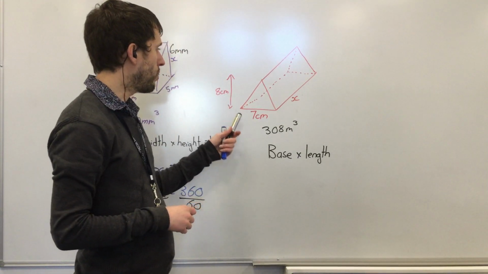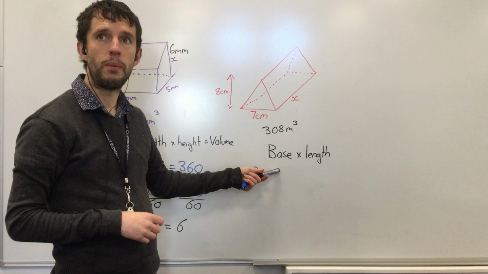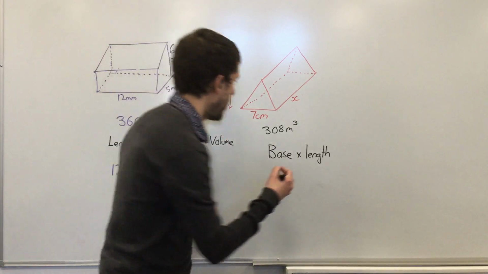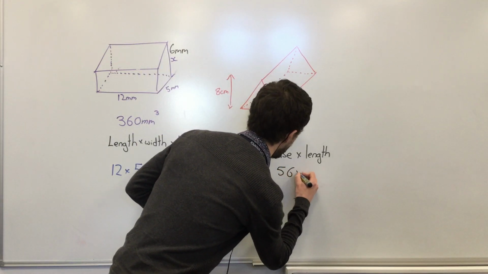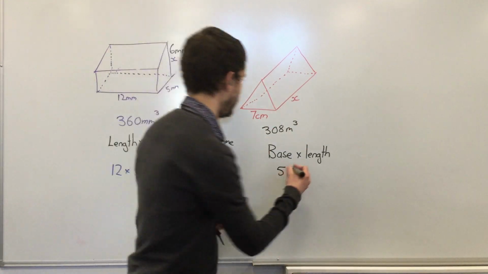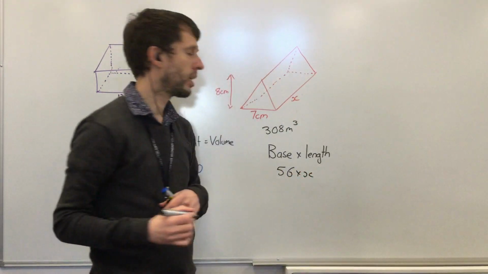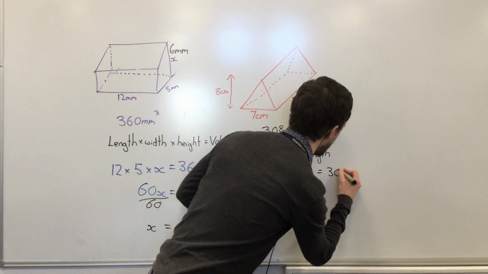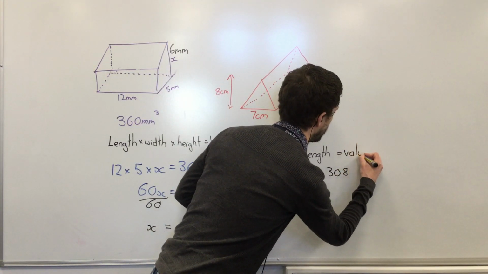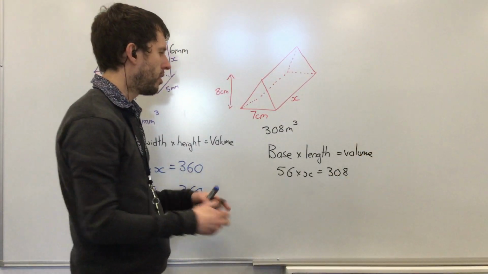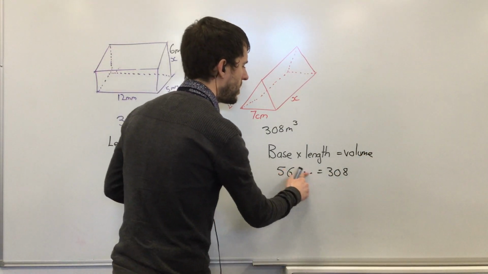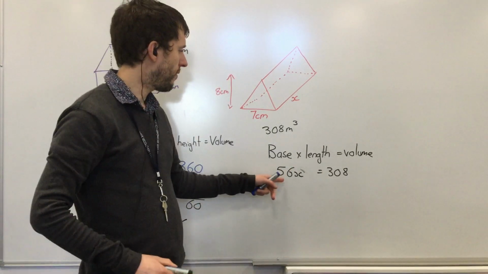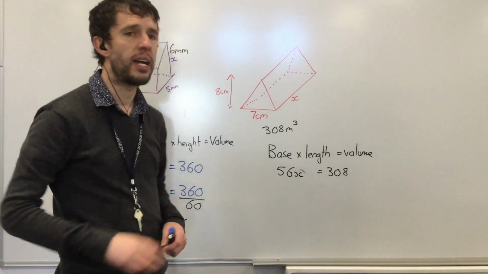So then I'm going, okay, well, what is the base worth? The base is worth 8 times 7. 8 times 7 is 56. So then I know, okay, well, I've got 56. Length has been given as x. And I've got 308 equals 308, which is the volume. So when we've got times x, we don't need to have the times there, we can just have x straight next to it. So all the question's asking is, if I've got 56, how many 56 are in 308?